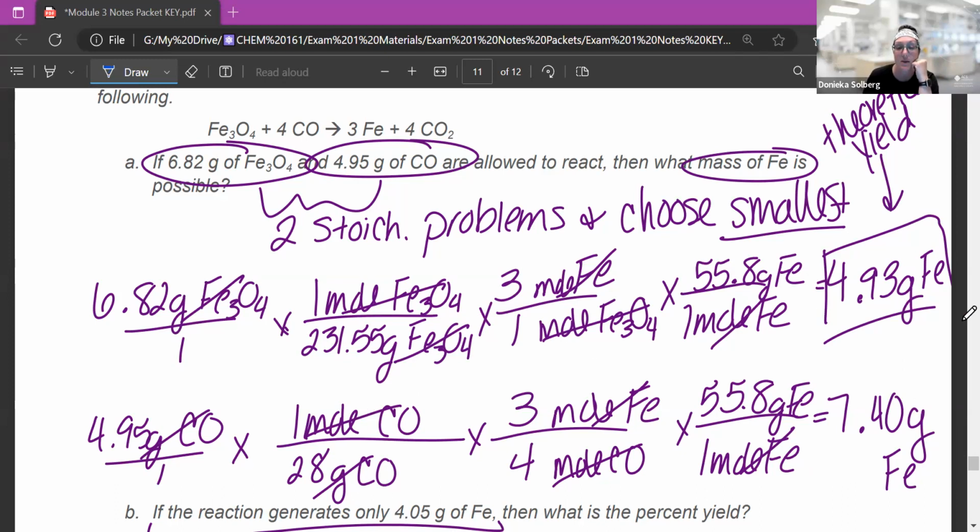So you have to do it and be like, okay, this is my theoretical yield. This is how much I could potentially make. 4.93 grams, because I'm going to run out of this Fe3O4. I have 6.82 grams. I need more. If I want to make more, I can only make 4.93. So this number is my theoretical yield. This guy is my limiting reactant, and that means I'm going to have some leftover CO. So if I give you two numbers, you have to do two stoichiometry problems.